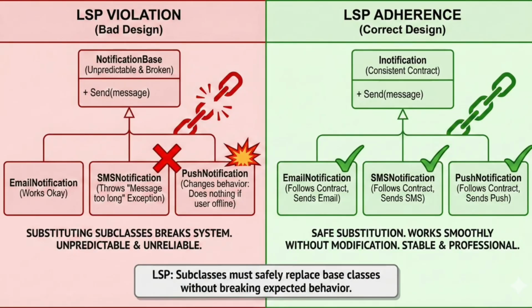According to LSP, a child class should be able to replace its parent class without breaking the system or causing unexpected behavior. Left side, LSP violation, wrong design. Here we have a Bird base class that has a fly method. A Penguin class inherits from Bird, but penguins cannot fly. So inside the overridden fly method, the Penguin throws an exception saying "cannot fly."